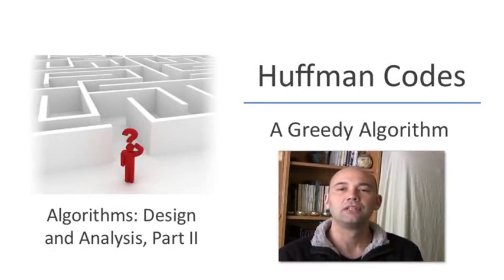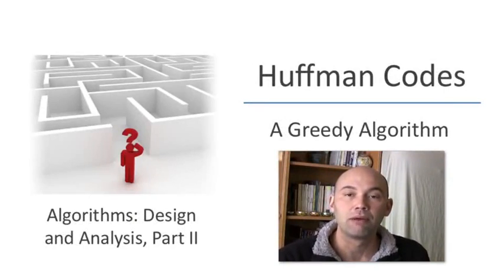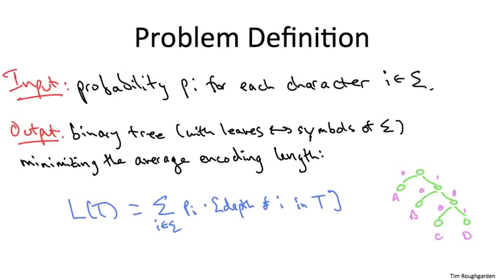So in this video, we'll finally discuss Huffman's algorithm, which is a greedy algorithm that constructs the prefix-free binary code, minimizing the average encoding length. So let me just briefly remind you of the formal statement of the computational problem that I left you with last time. So the input is just a frequency for each symbol i coming from some alphabet sigma.